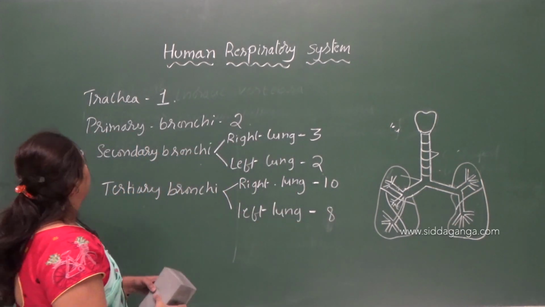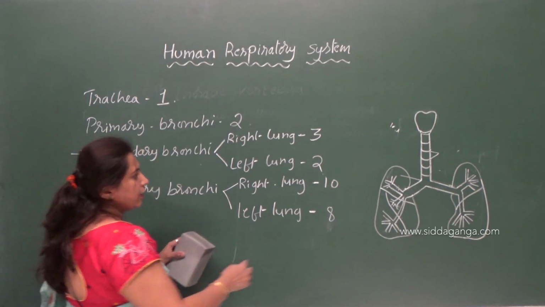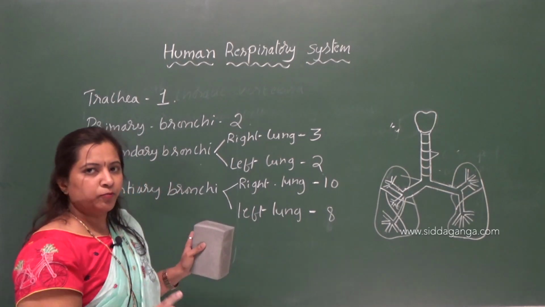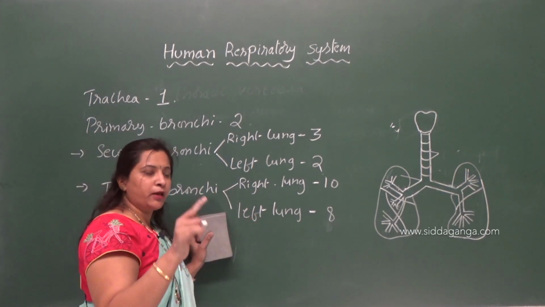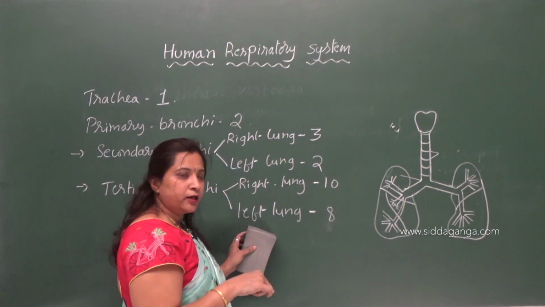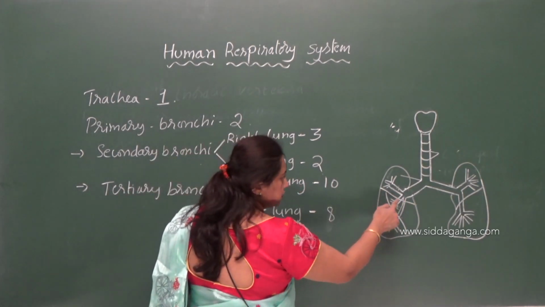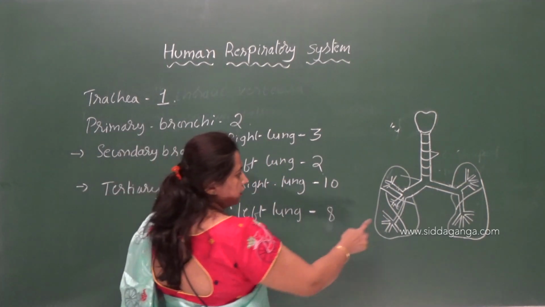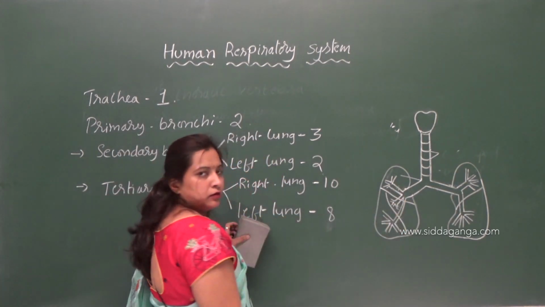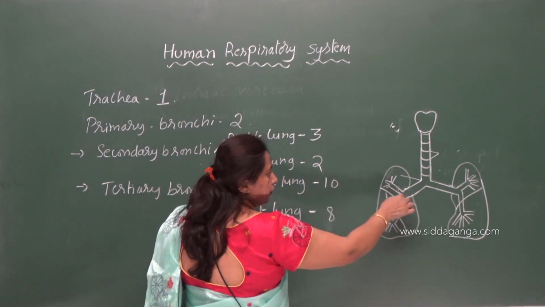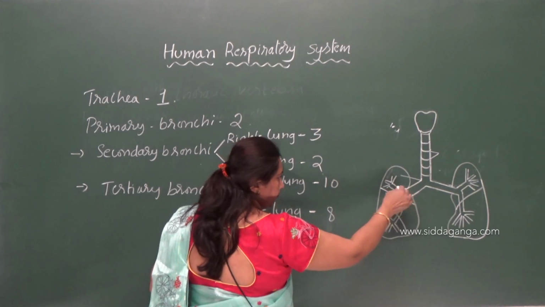Okay. So, the number of primary bronchi are 2, the right primary bronchus and the left primary bronchus. The right primary bronchus on entering will enter into the right lung, and once it enters into the right lung, it divides to form secondary bronchi. As there are 3 lobes in the right lung, the primary bronchus will divide into secondary bronchi.